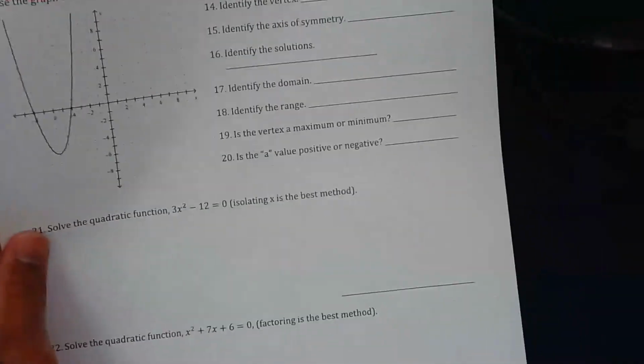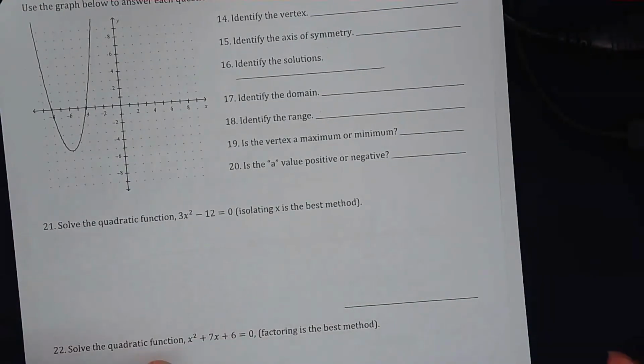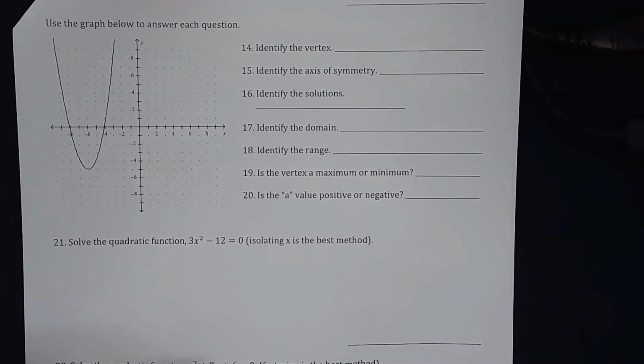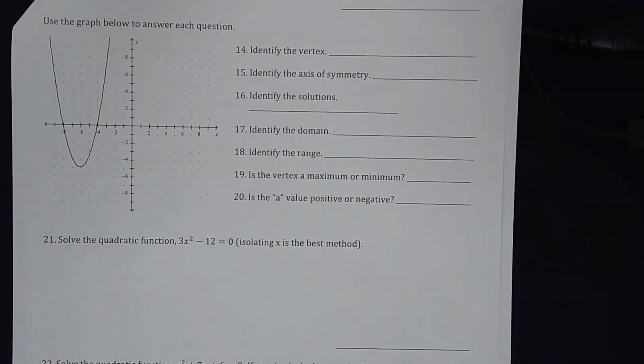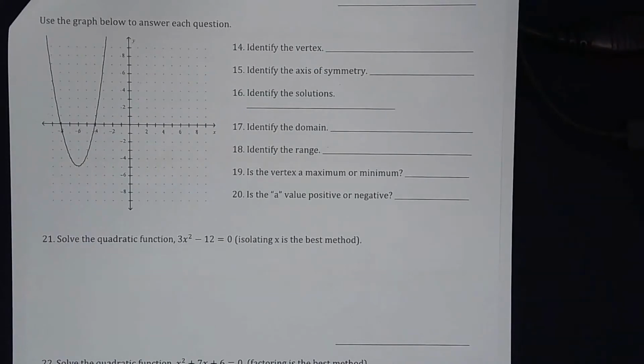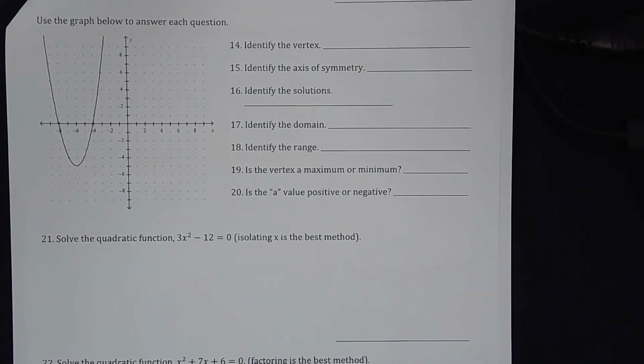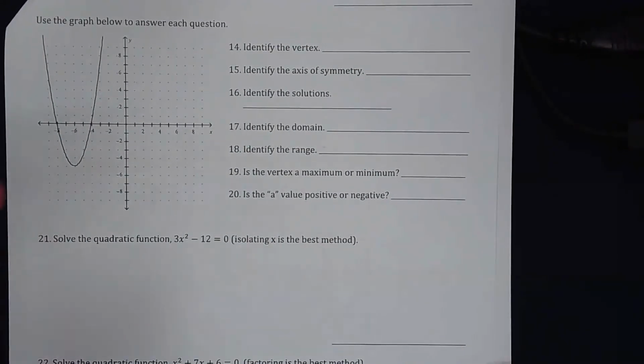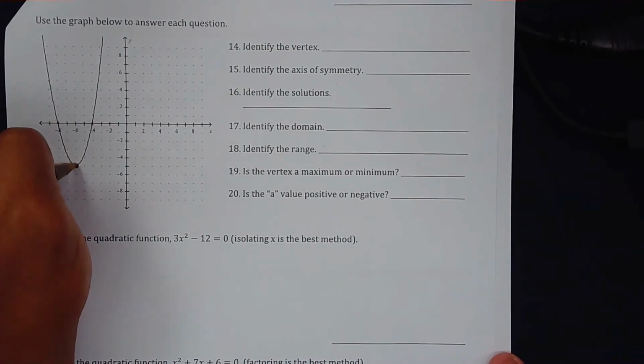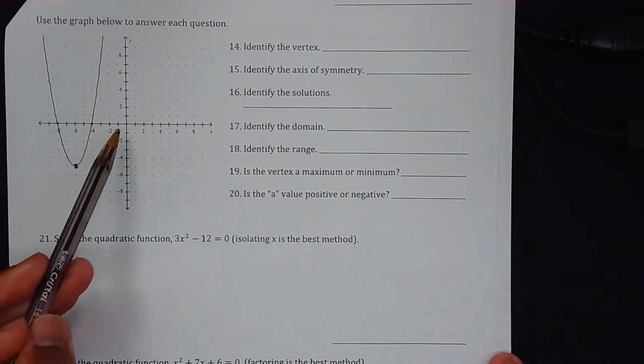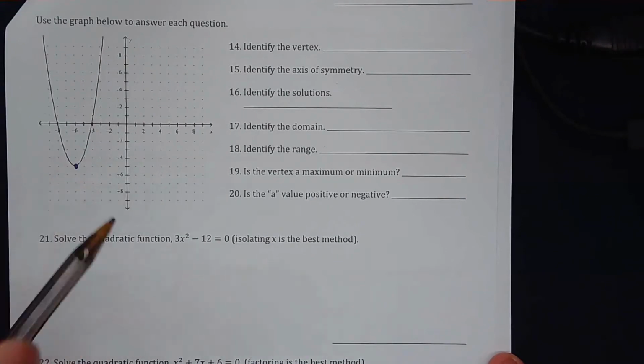All right, question number 14. We want to use the graph below to answer each question. So identify the vertex. So our vertex can either be the highest or lowest point. In this case, it would be the lowest point, right? So our vertex is here. Our coordinate of that is negative 6, comma, negative 5.